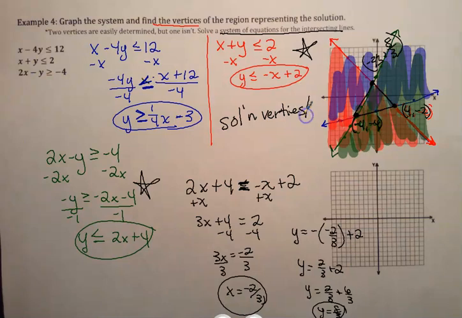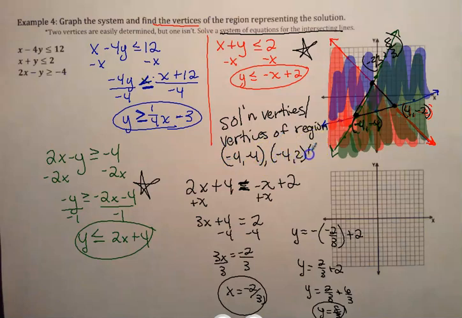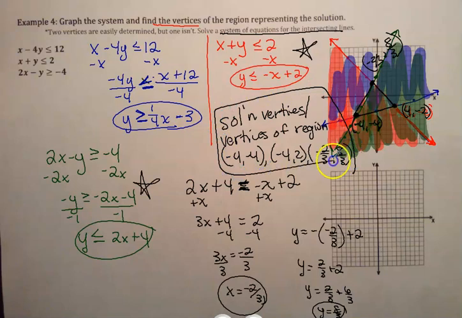So you might say the vertices of the region are negative 4, negative 4; negative 4, 2; and negative 2/3, comma 8/3. These notes are super messy, right? Super messy and long.